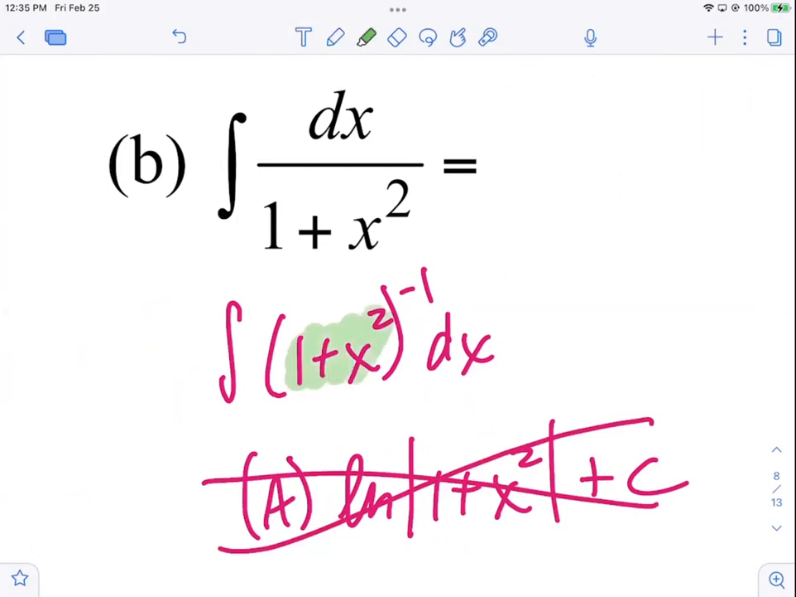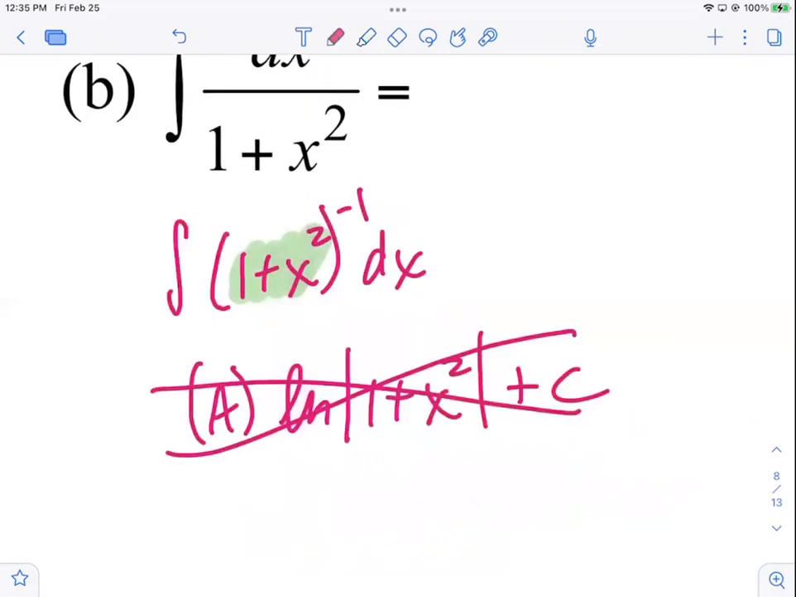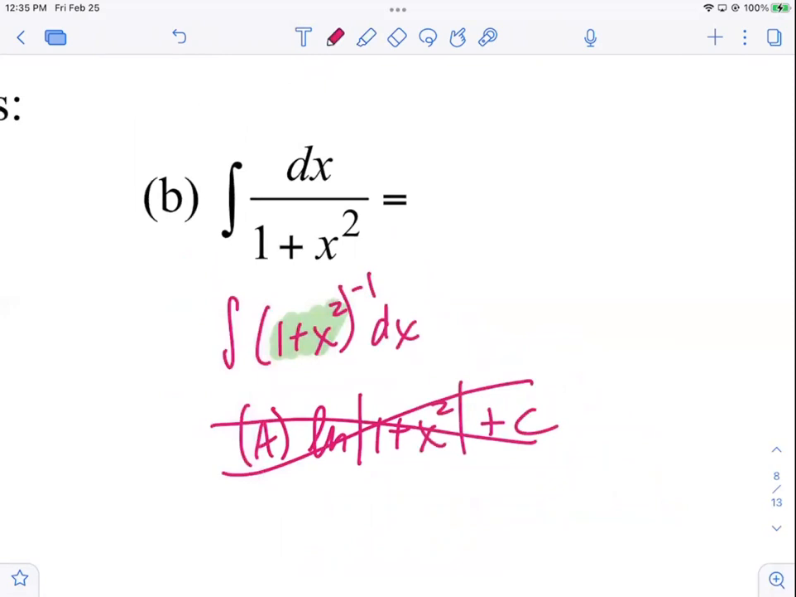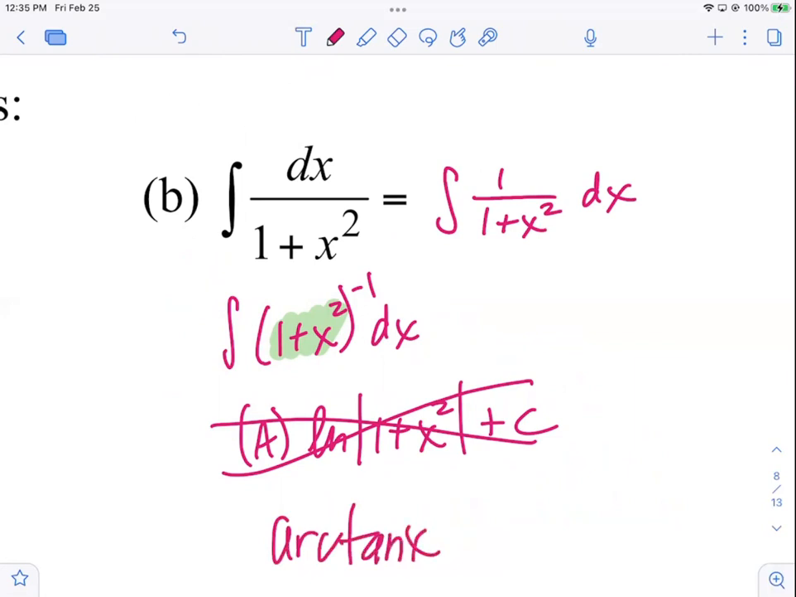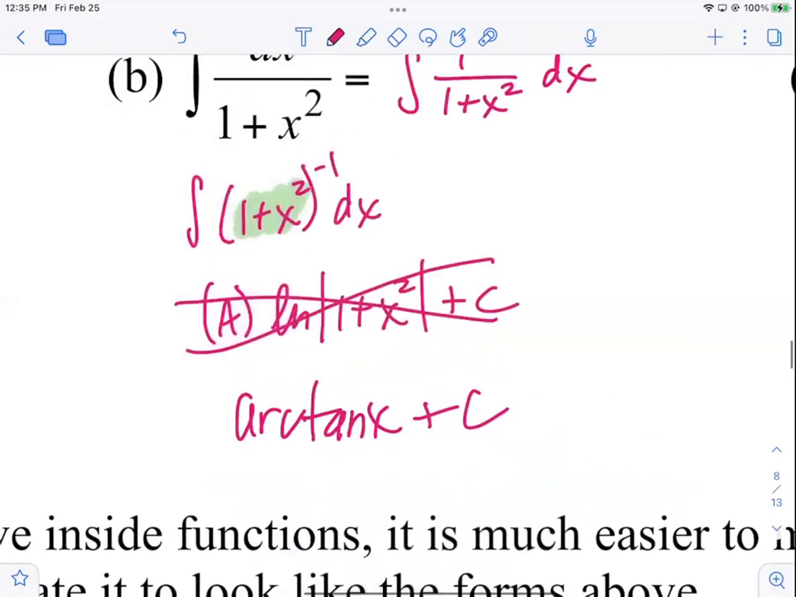Because what's the derivative of 1 plus x squared? 2x, right? Is there an x factor anywhere on the outside? No. So it's not a natural log rule of integration. So this is where sometimes bringing it to the top can take you away from recognizing what it's supposed to be, which is arctangent. Yeah, this is arctangent of x plus c or inverse tangent of x plus c.